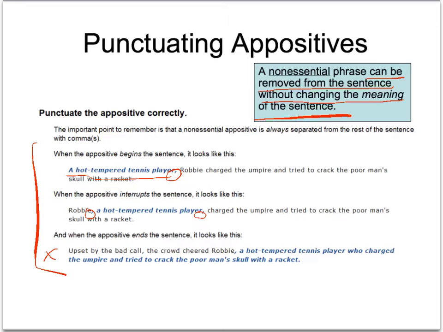And then the final one here, we have it coming at the end of a sentence. Upset by the bad call, the crowd cheered Robbie, comma, a hot-tempered tennis player who charged the umpire and tried to crack the poor man's skull with a racket. Period at the end. You don't need another comma.